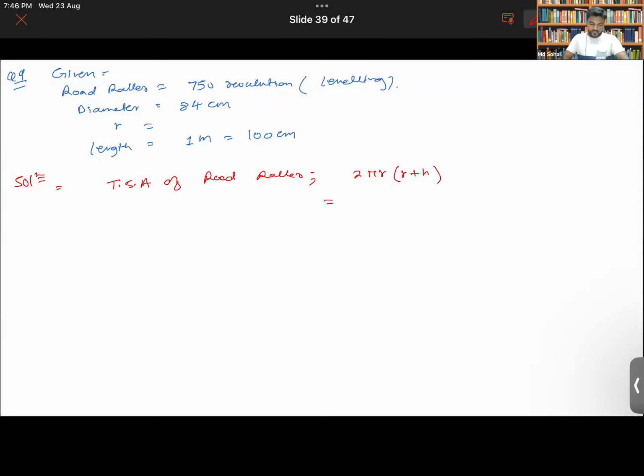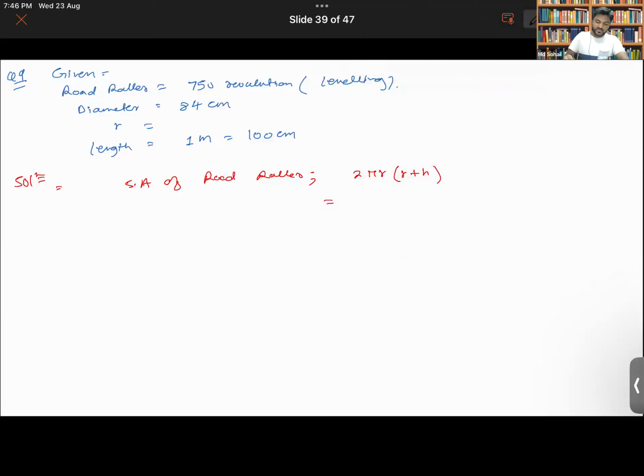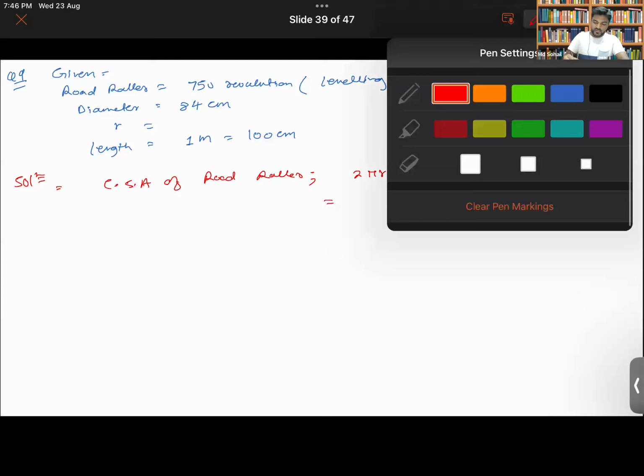Okay. But here's the thing, guys. You just have to consider curved surface area only, lateral surface area, right? You need to consider only lateral surface area, because the base area is not coming in contact. Exactly. Because the base and top is not basically working here. So it's better if you simply take the lateral surface area.